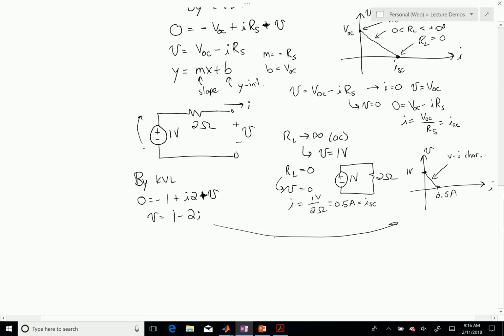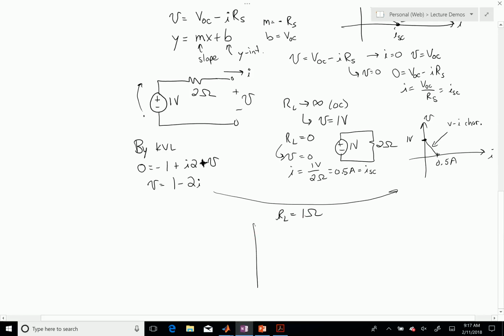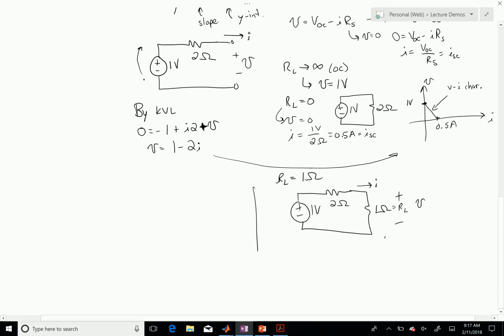Let's say, for instance, that I put an RL onto this circuit of 1 ohm. Here's 1 volt, 2 ohms, and then 1 ohm here, and this is my RL. I call this voltage V and this current I. If I look at this, I'll start with the current. I has to be 1 volt divided by a total of 3 ohms, or 1/3 of an amp. Then by KVL, V has to be equal to 1/3 of an amp times my 1 ohm load, or 1/3 of a volt.